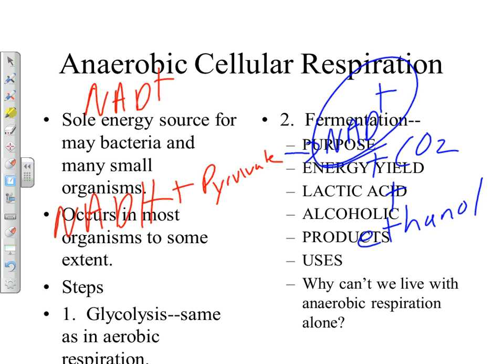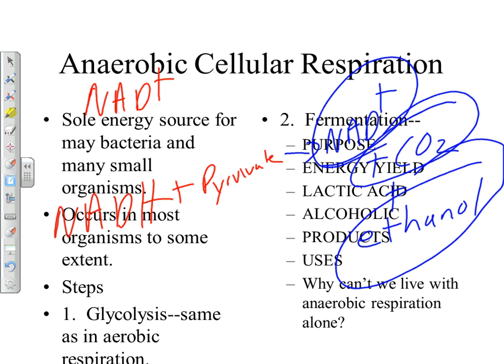So we make three things. NAD+, that's the purpose of alcoholic fermentation. CO2 is a waste product. And ethanol is another waste product.